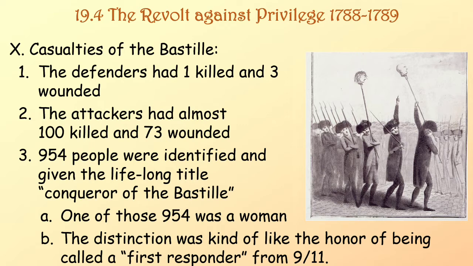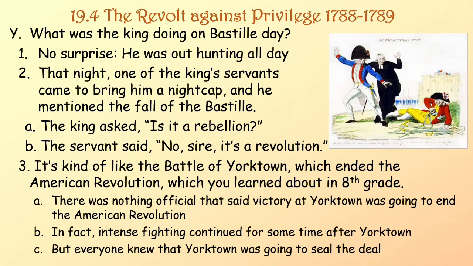954 people were identified and given the lifelong title Conqueror of the Bastille. Of those 954, only one was a woman. This distinction was kind of like the honor of being called, let's say, a first responder from 9/11 or something. You're a hero. So what was the king doing on Bastille Day?